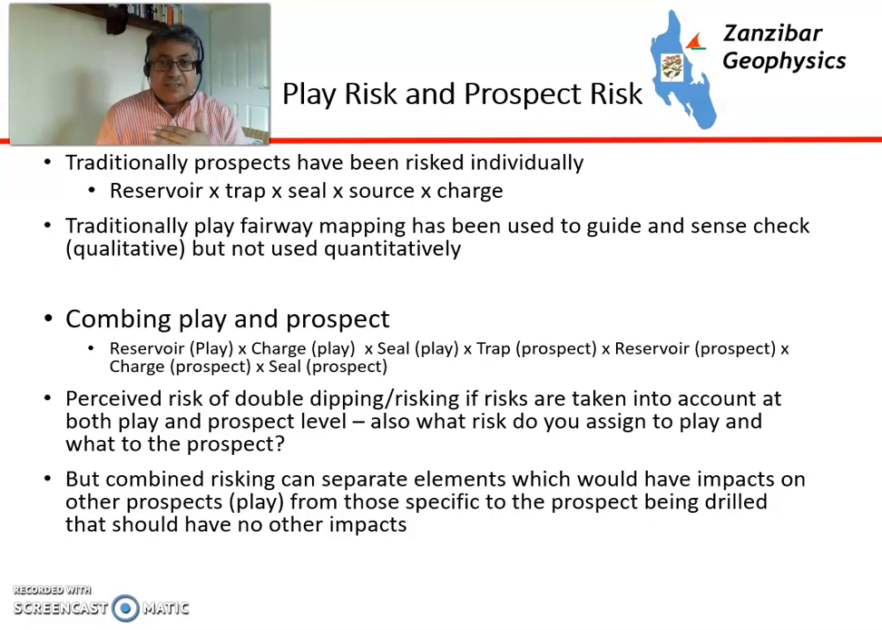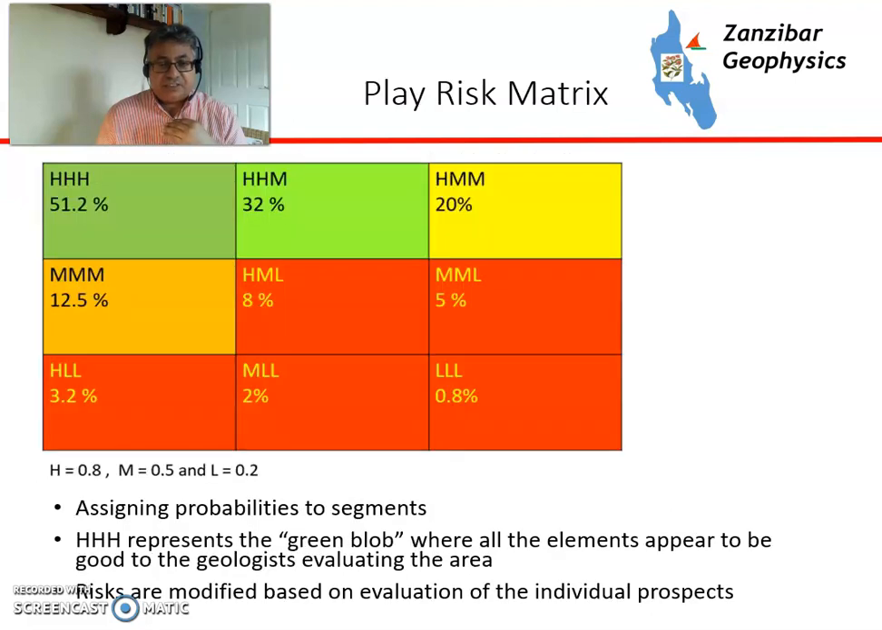So one way of doing the risking is assigning play risk. This is a matrix based on work by various people. Effectively, a high chance of success is 0.8, a medium chance of success is 0.5, and a low chance of success is 0.2. So bracketed, but still there. The green blob would represent high chance of reservoir, high chance of seal, high chance of charge. So 0.8 times 0.8 times 0.8 is 51%.